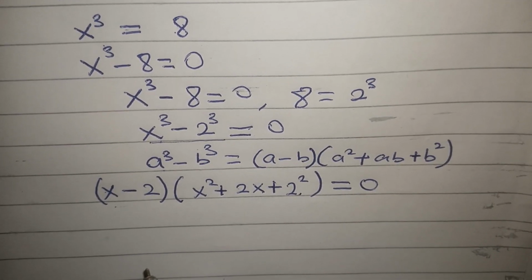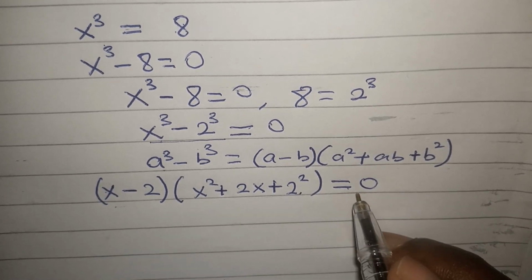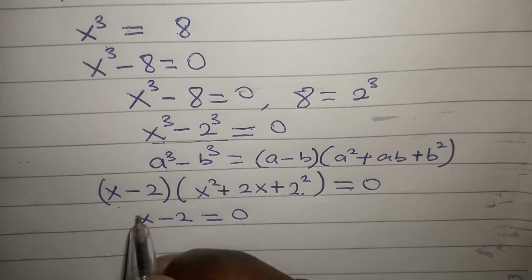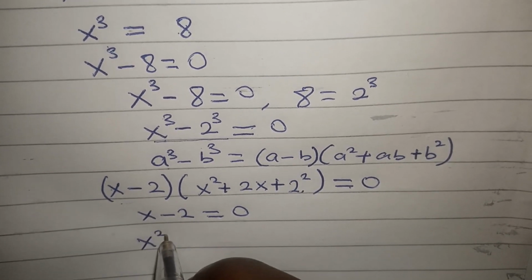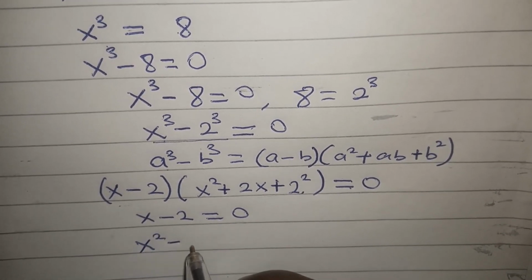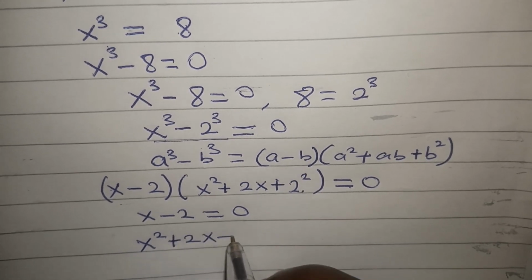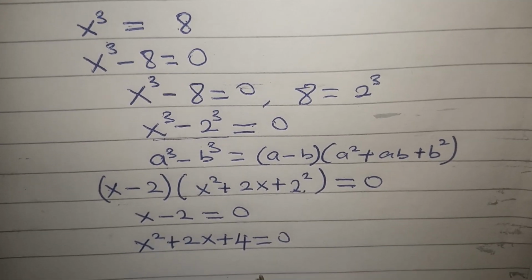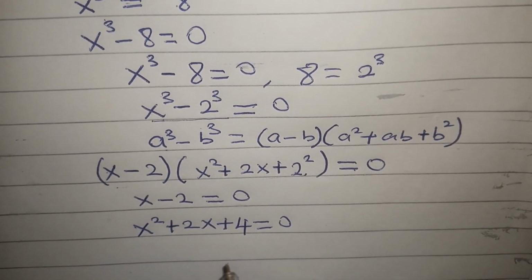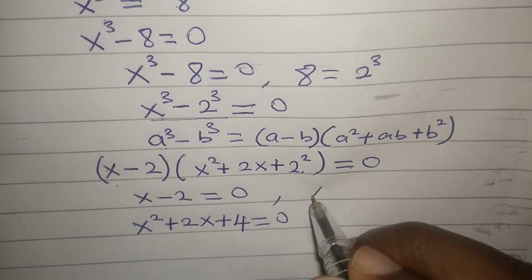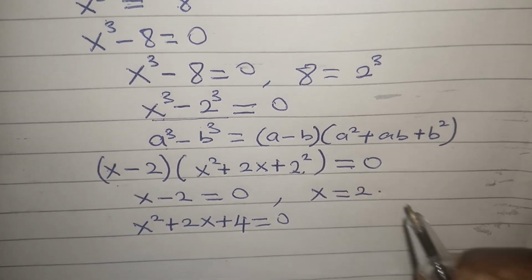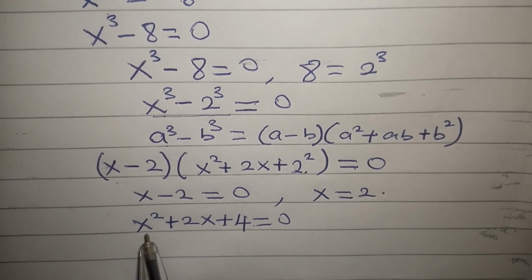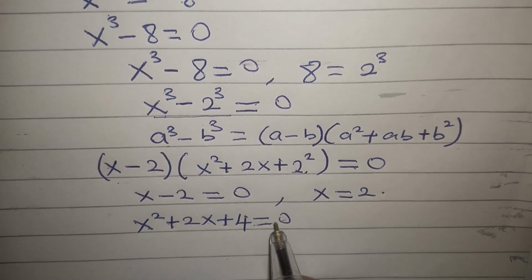Having done this, using the product rule, we can say x minus 2 equals 0, and x^2 plus 2x plus 2^2, which is 4, equals 0. From this factor we can see x is equal to 2. We are now having a quadratic equation here: x^2 plus 2x plus 4 equals 0.